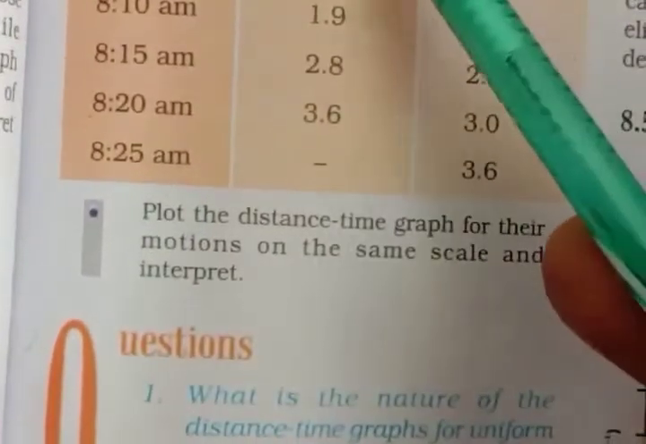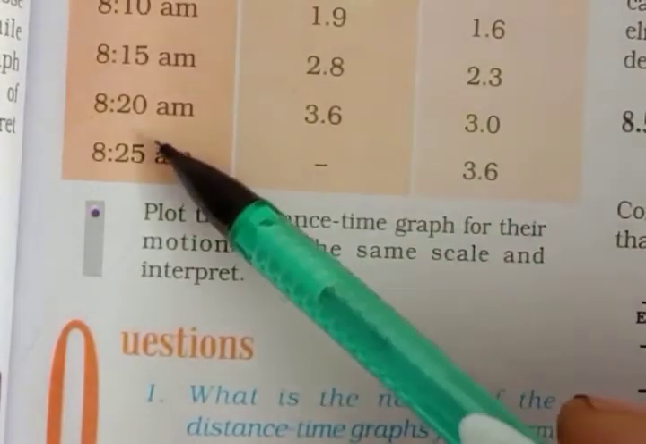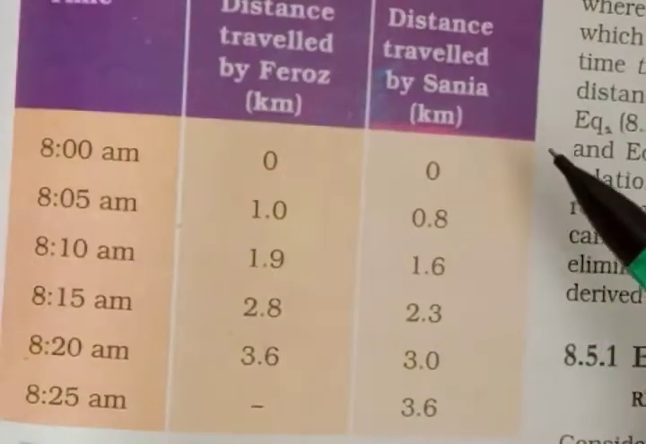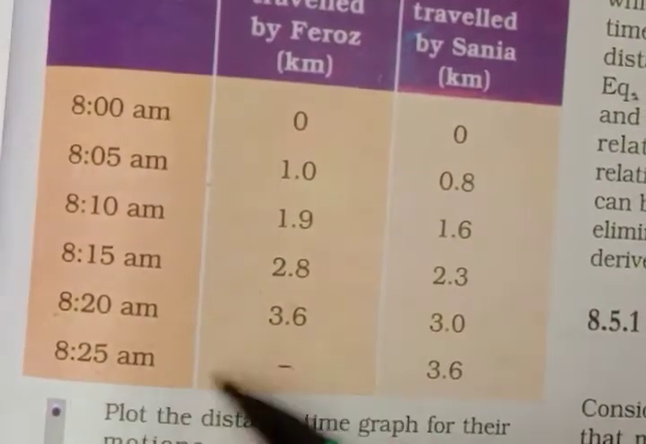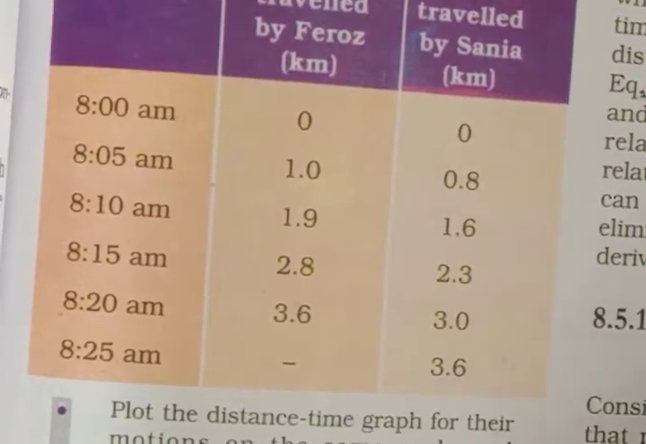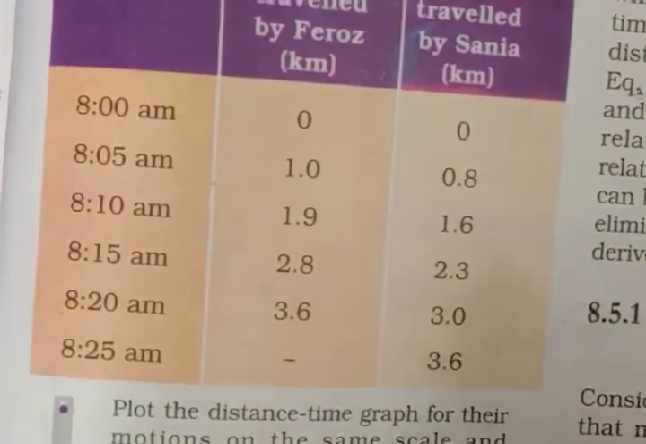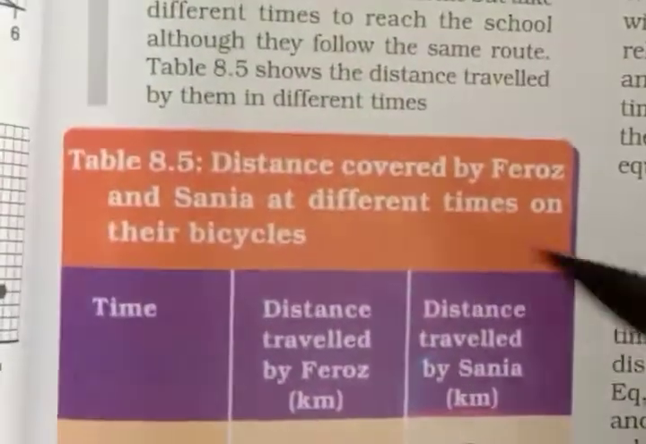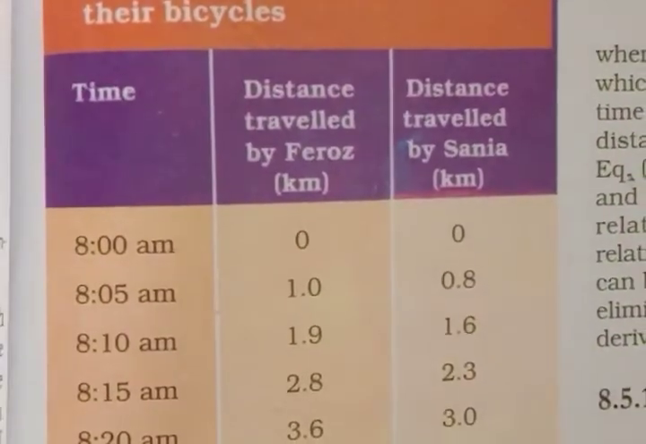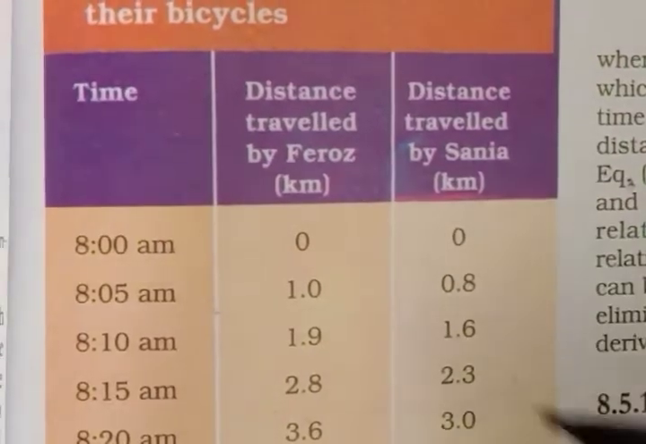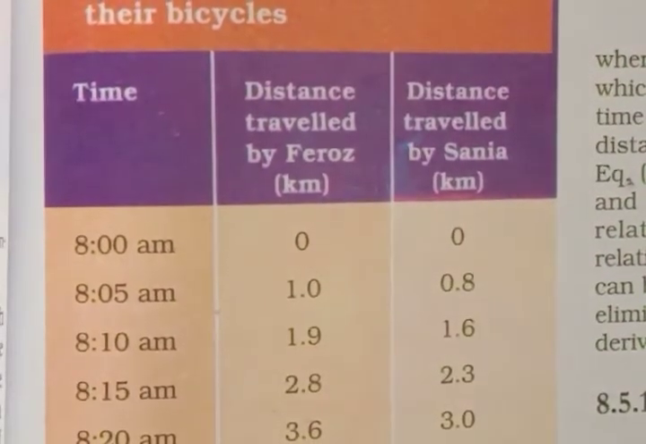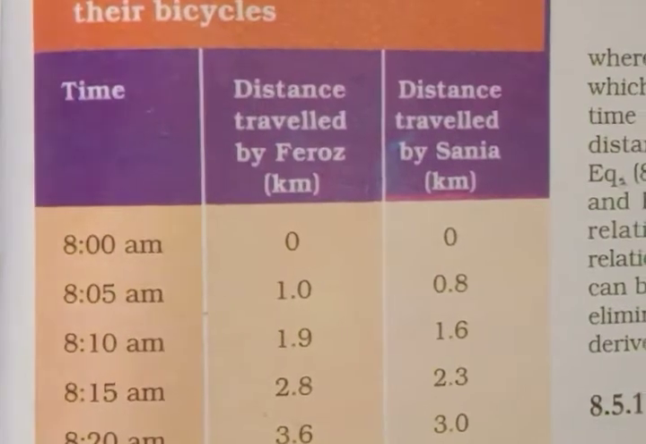Firoz reached school at 8:20, and Sania reached school at 8:25. She reached 5 minutes later, right? Now what you have to do as homework, you have to plot this graph how we had done in exercise 8.9. In the same way, you have to draw the graph and send it on WhatsApp, right?